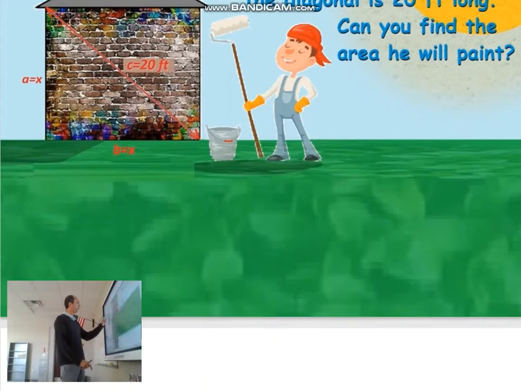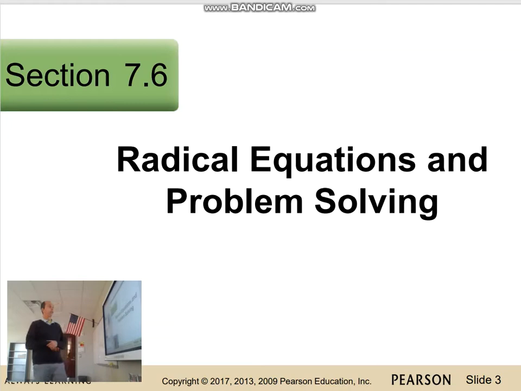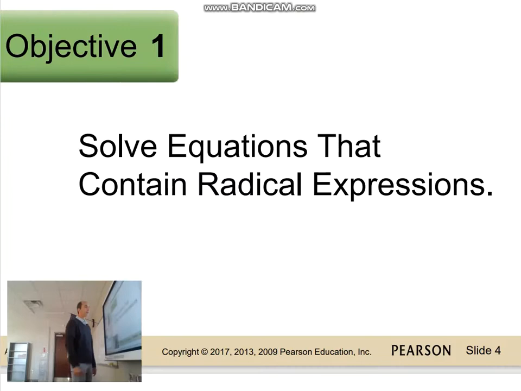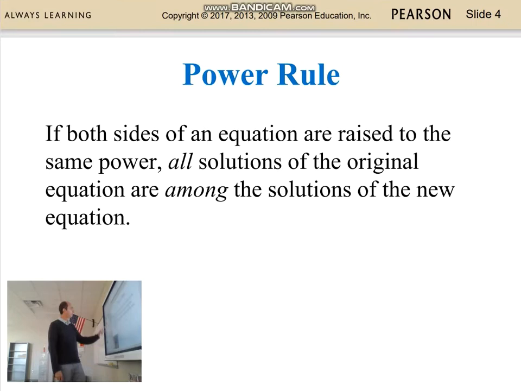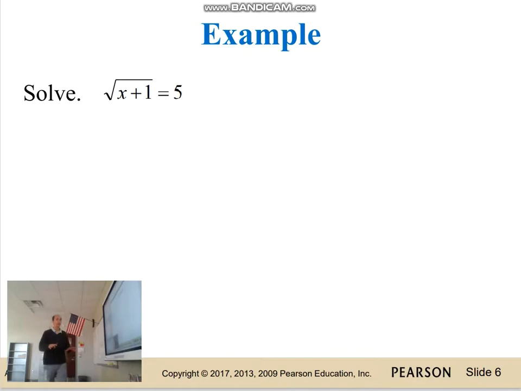Let's move to chapter 7, rational exponents, radicals and complex numbers, and we will work on section 7.6, radical equations and problem solving. Objective number one, solve equations that contain radical expressions. And let's talk first about the power rule. If both sides of an equation are raised to the same power, all solutions of the original equation are among the solutions of the new equation. And let's check an example to understand how we can apply this to solve radical equations.